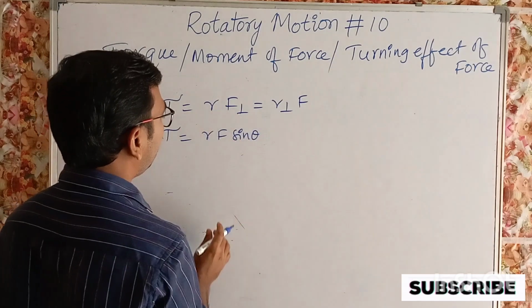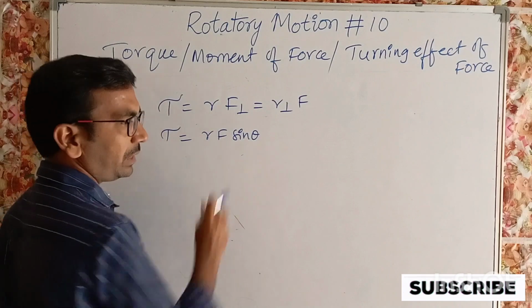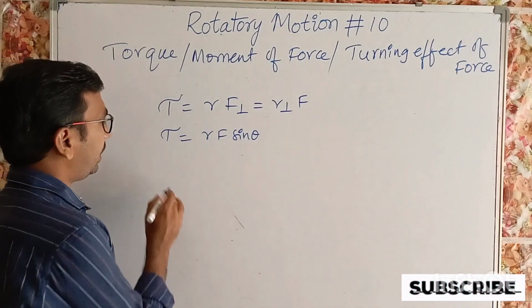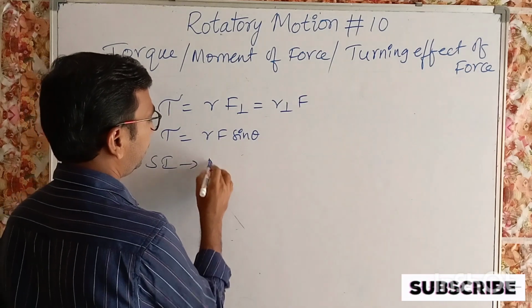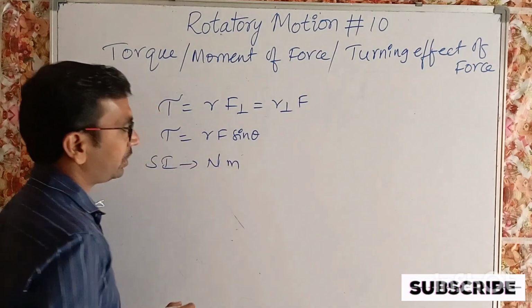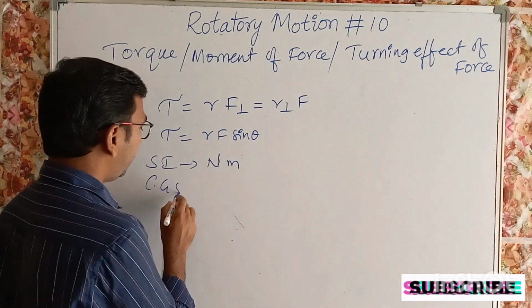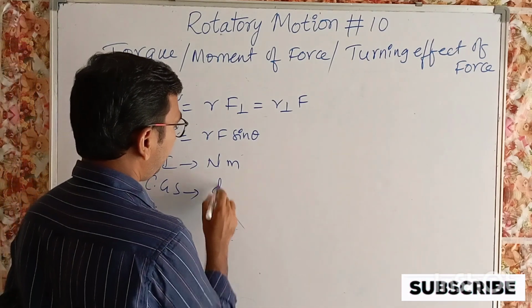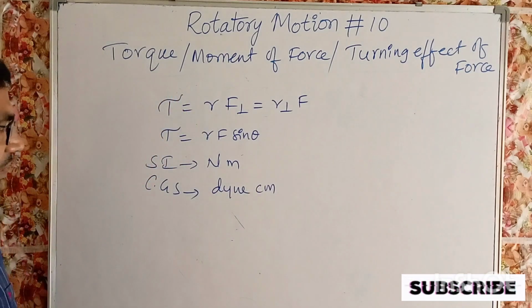R F sin theta means the component of a force. Torque tau is equal to R F sin theta. So what is the unit of torque? The SI unit of torque is Newton meter. The CGS unit is dyne centimeter.